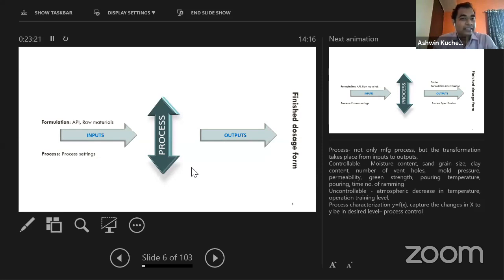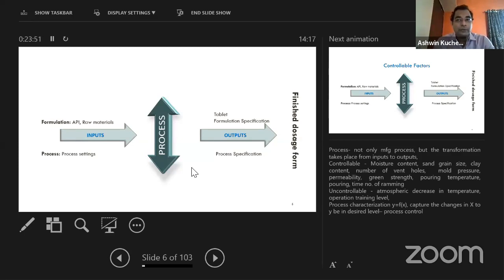Let's take an example of a solid dosage form, a tablet, with the API metronidazole. Along with the API metronidazole, I have some raw materials, for example diluents, CMC, MCC, HPMC, diluent filler, disintegrants, and lubricants. And when I input these materials, I have to get some output, which will be a tablet dosage form.